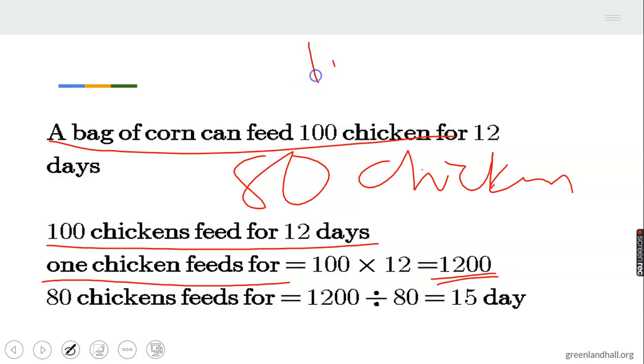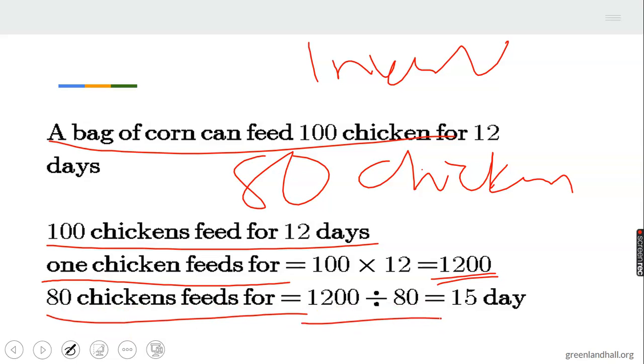You can see this is also an inverse proportion. Now, for 80 chickens, you divide. First of all, you multiply, then you divide. Now we have 15 days. That is, 80 chickens we feed for 15 days with that one bag of corn, while 100 chickens we only feed for 12 days, and one chicken will last for 1,200 days.